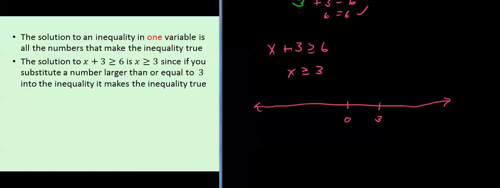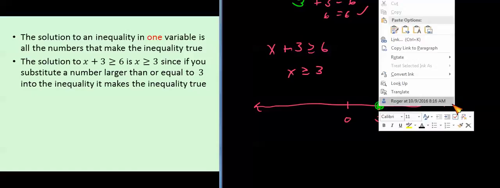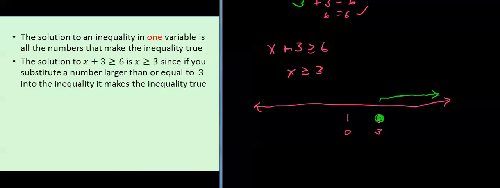So we show all the numbers greater than 3 with an open circle. And since it could also be equal to 3, since 3 is part of the solution, we fill in the circle. This graph shows me all the numbers that are larger than 3 or equal to 3. All right, we're graphing the solution.